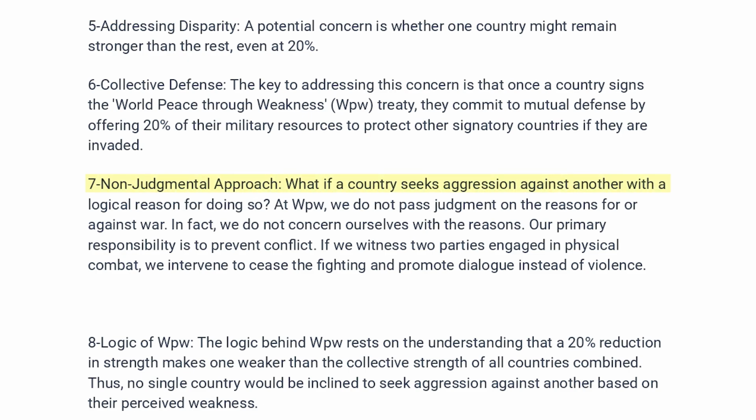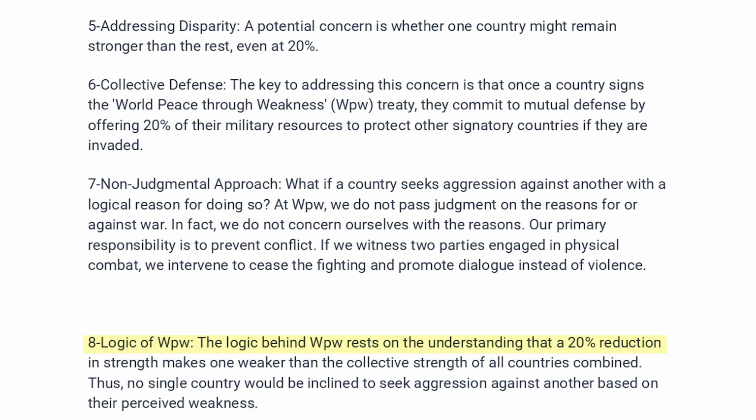7. Non-judgmental approach. What if a country seeks aggression against another with a logical reason for doing so? At world peace through weakness, we do not pass judgment on the reasons for or against war. In fact, we do not concern ourselves with the reasons. Our primary responsibility is to prevent conflict. If we witness two parties engaged in physical combat, we intervene to cease the fighting and promote dialogue instead of violence.